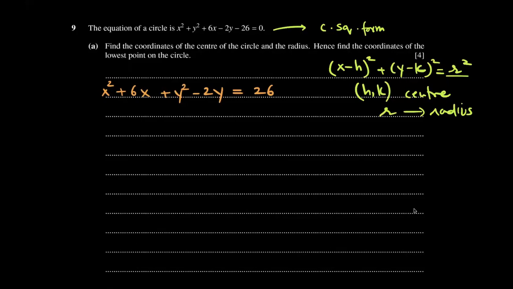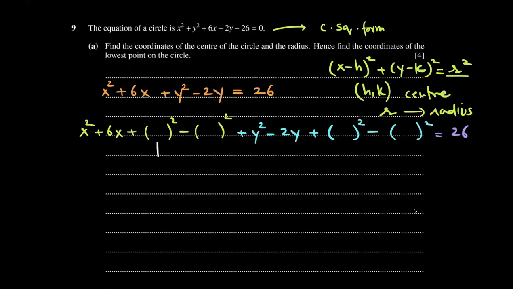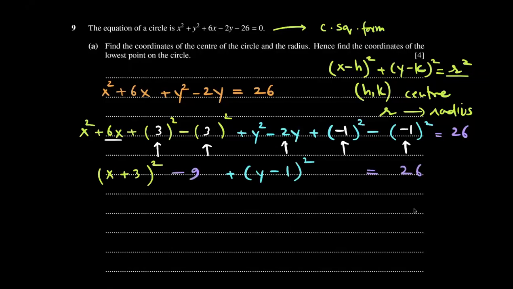So we will write x square plus 6x plus bracket square minus bracket square. And then we have y square minus 2y plus bracket square minus bracket square equals 26. What goes over here? 3 and 3. This is half the coefficient of x. What goes over here and over here? This is half the coefficient of y, which is negative 1, negative 1. So the first one is x plus 3 whole square. And the other one is y minus 1 whole square. And we have 26 on this side. And we have minus 9 over here. And we have minus 1 over here. So 9 plus 1 is 10. Taken to the other side becomes positive 10.